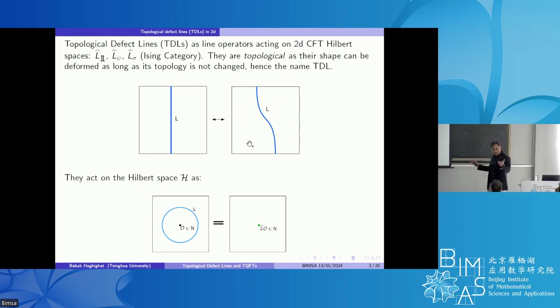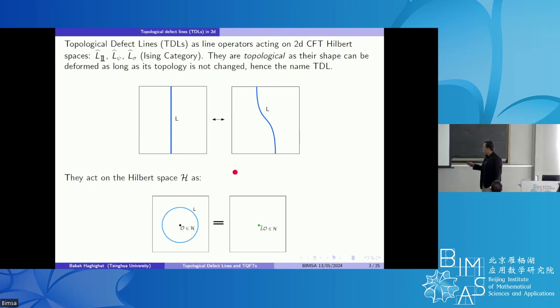You can think of it as a lattice. You can have some spins up and down, and you can have some weight function, and you can take the statistical sum with that weight function. It gives you a number. That number is called the partition function, and that's basically one way to categorize these quantum field theories.